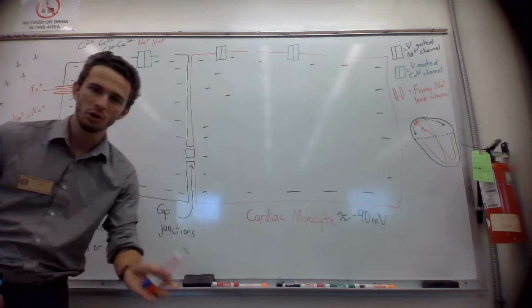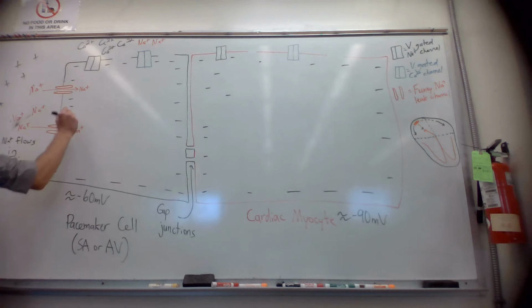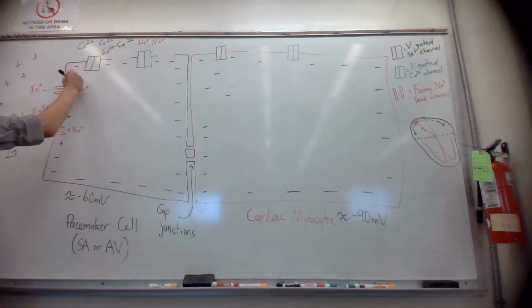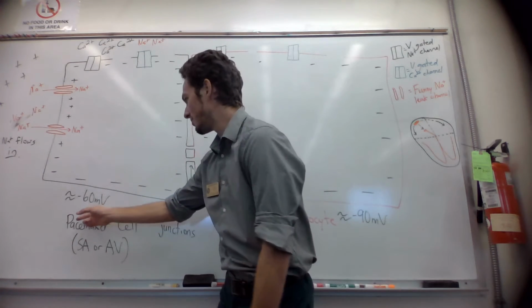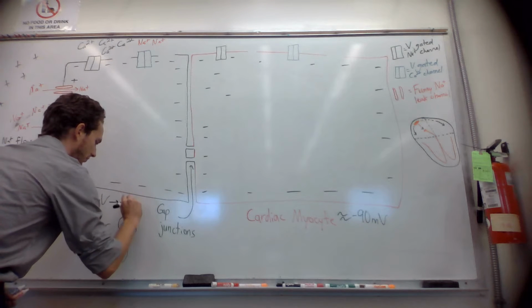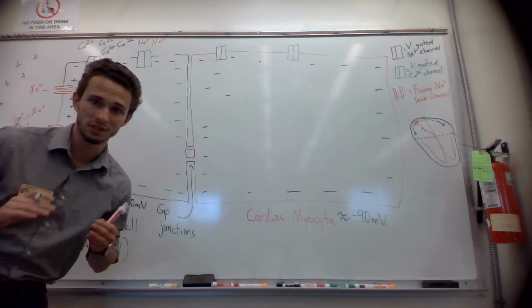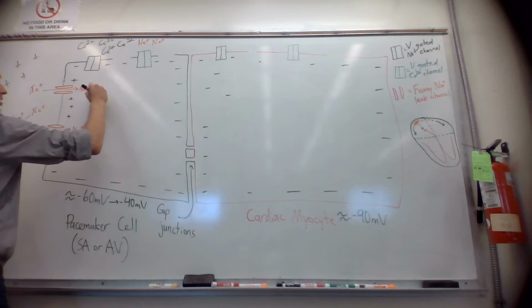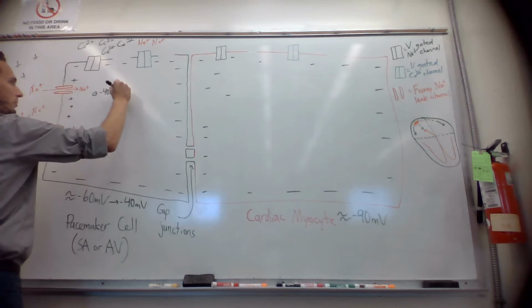Well, think about it. If sodium flows in, it's a positive ion. So therefore, inside of the cell, it's going to start to become slightly positive as these sodium ions flow in. As it does that, it's going to go from about negative 60 millivolts to about negative 40 millivolts once the sodium gets into the cell. Okay? So at negative 40 millivolts, this is called the threshold potential.